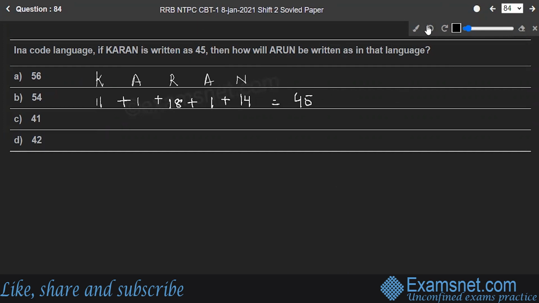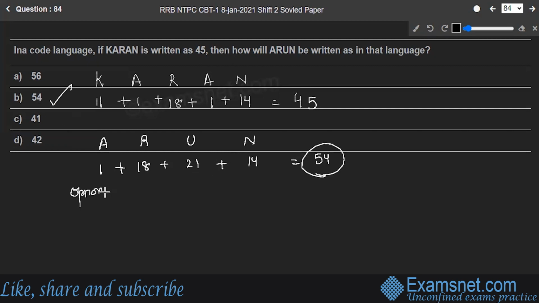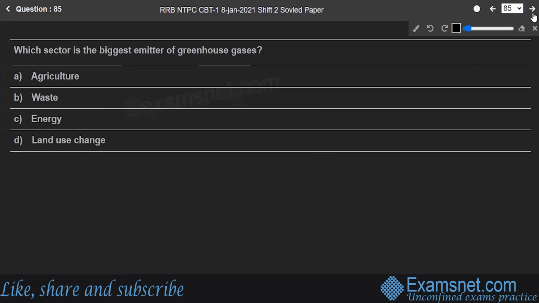Okay, so we got the logic. So this is the one. You have to add the place values of all the alphabets. So let's go to Arun. A is at 1, R is at 18, U is at 21, and N is at 14. Let's add. You will get 54. So option B is the correct answer. Hope you understood this.